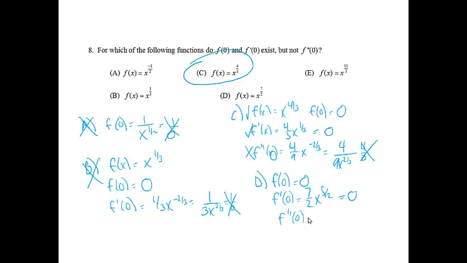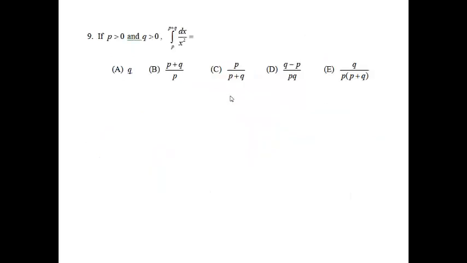On the last one, if I take the second derivative, f double prime, I'll get 35/4 x to the 3/2, and if I plug in 0, I'll get 0. So notice I actually got an answer for all three, and I wasn't supposed to get an answer for f double prime, so that's why C was my choice.